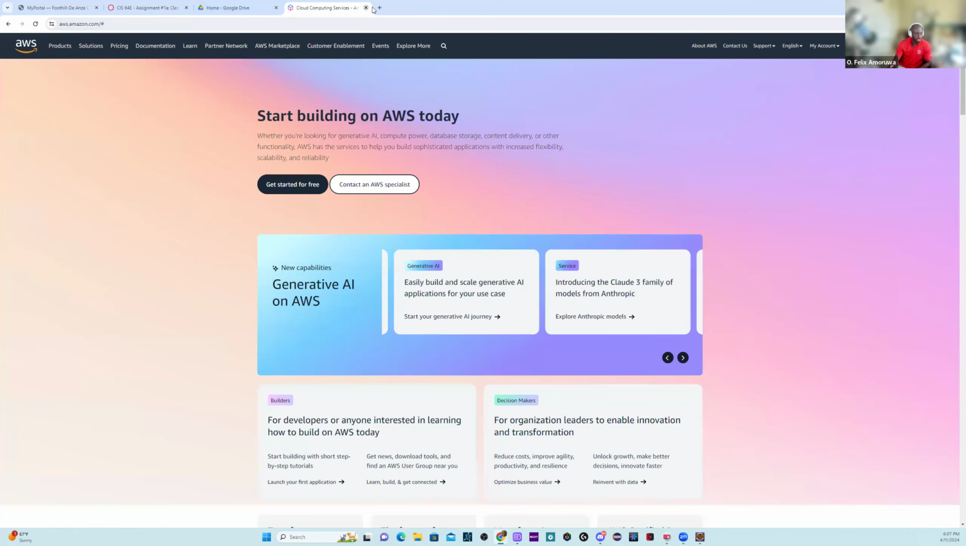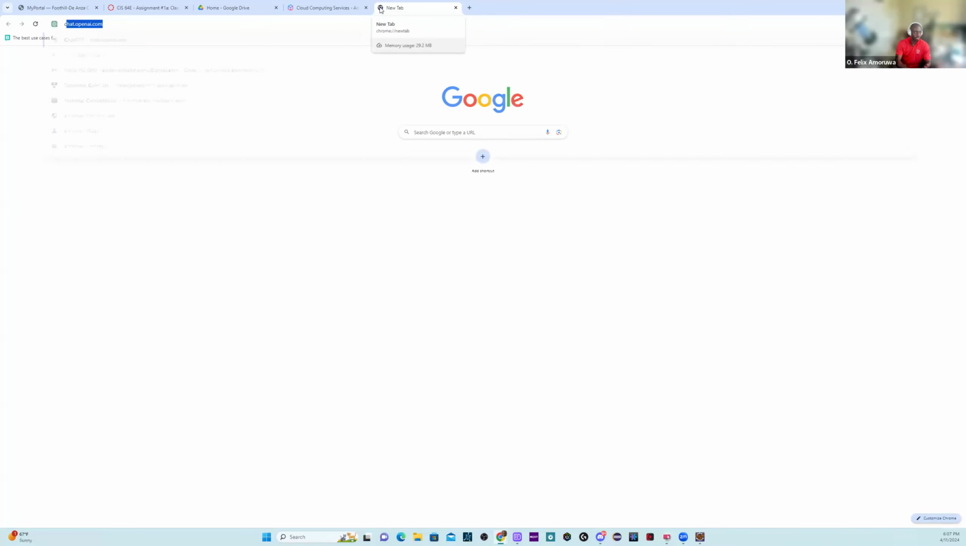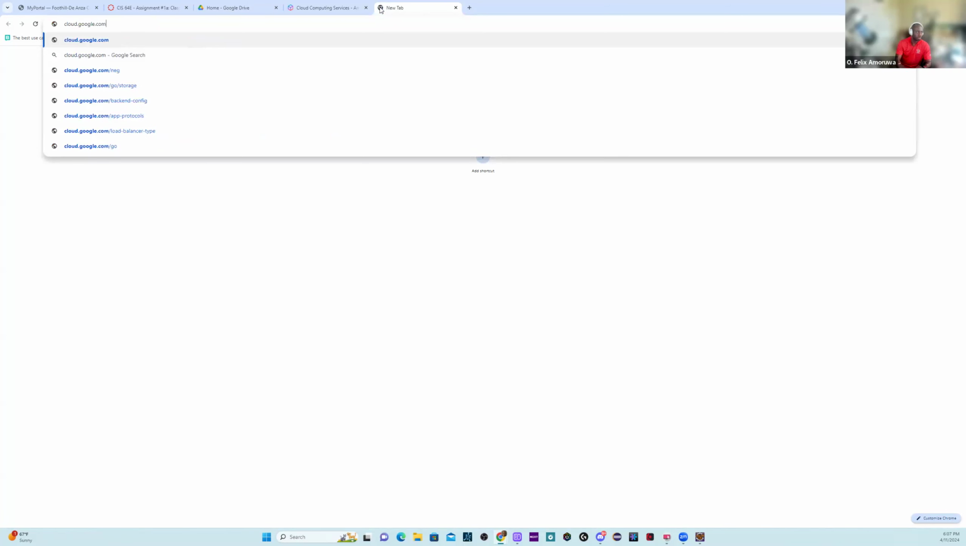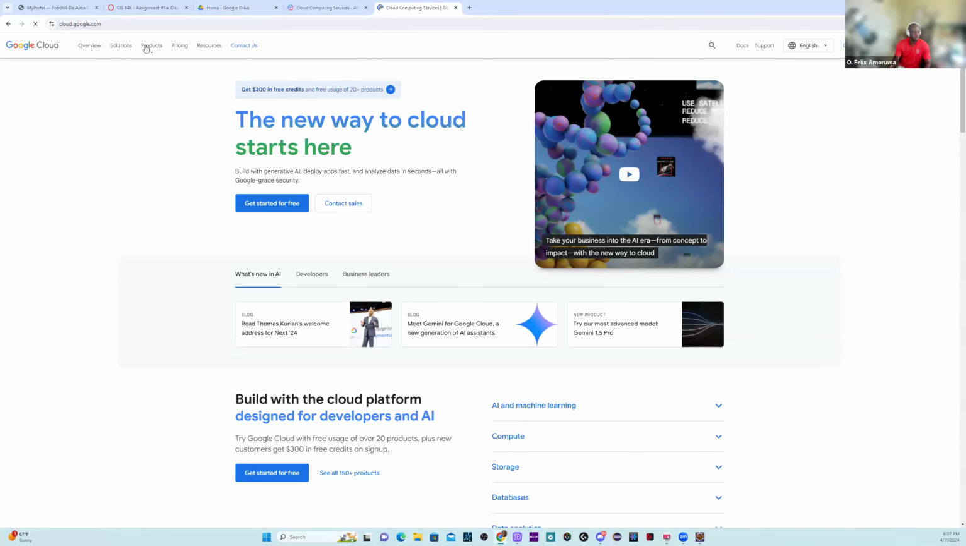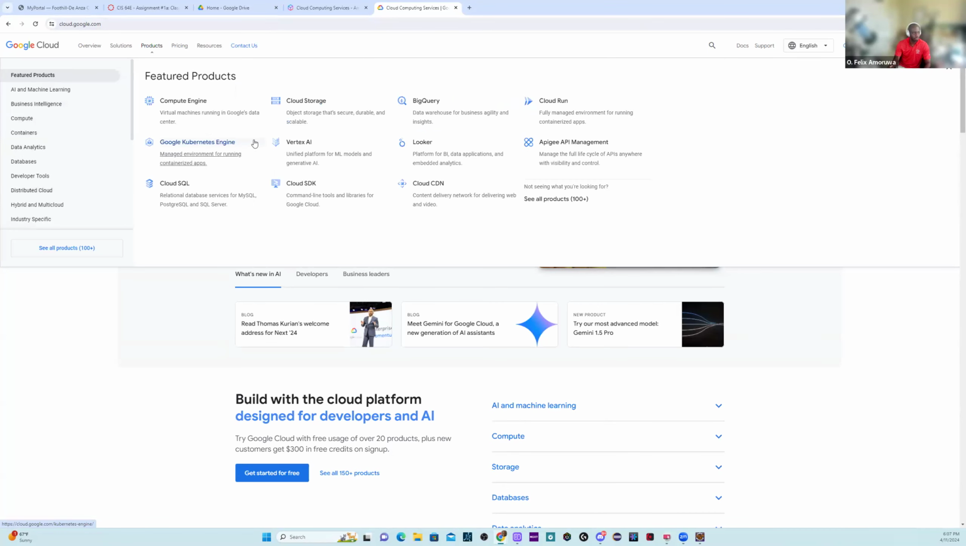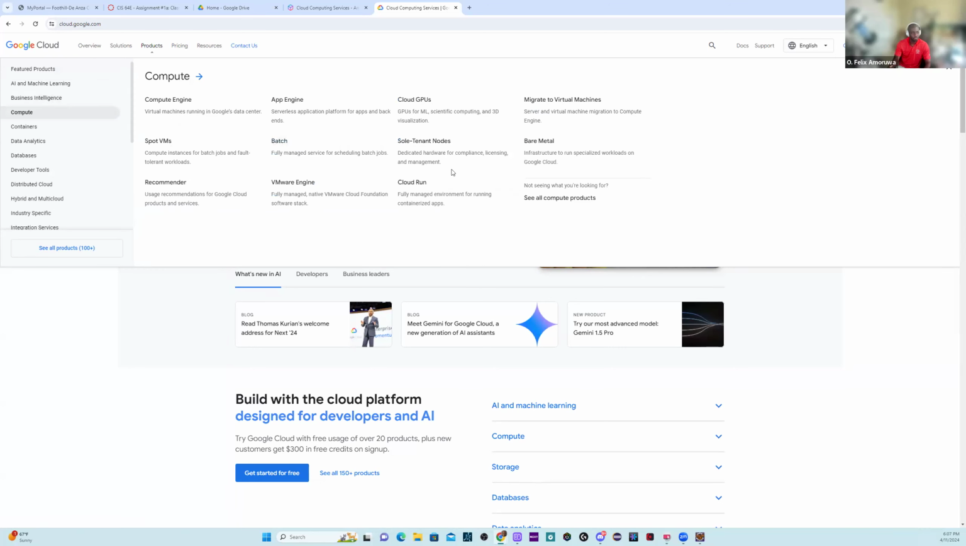The same exercise applies for Google Cloud Platform products. You have the different product offerings listed here. This is intended to do several things. One, provide you with the awareness of what these companies offer.